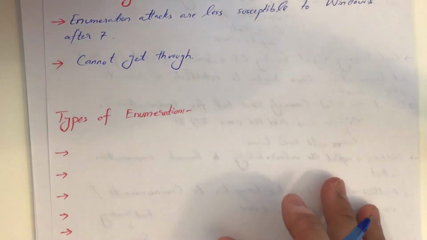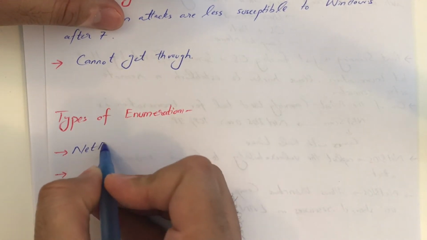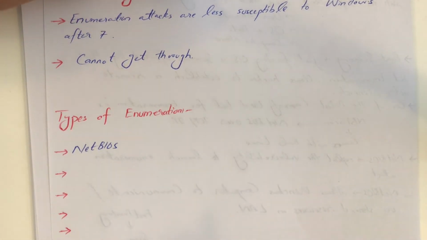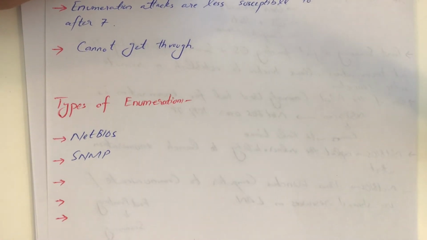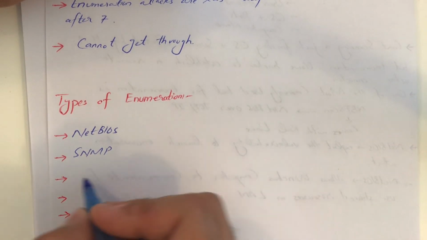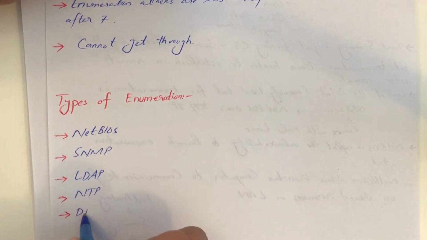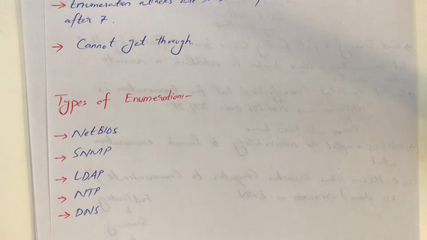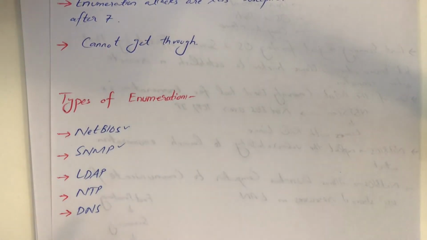The types of enumeration, there are mainly 6 different types. One is NetBIOS, which we have already talked about. Second is SNMP. Mostly SNMP is used with the Linux or UNIX operating system. Then LDAP, NTP, and DNS. These are different types of enumeration attacks. In fact, our book has discussed mainly NetBIOS and SNMP, and that's what we will talk about. So let's start with the first one.